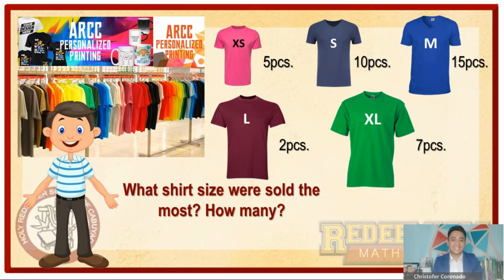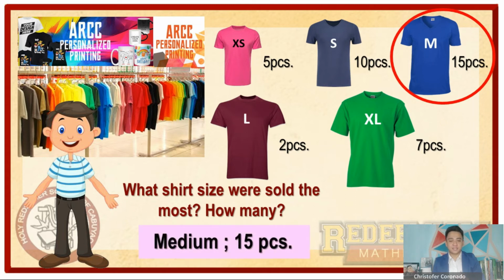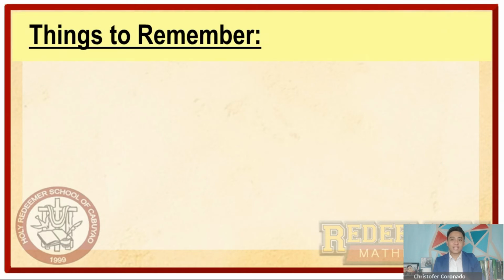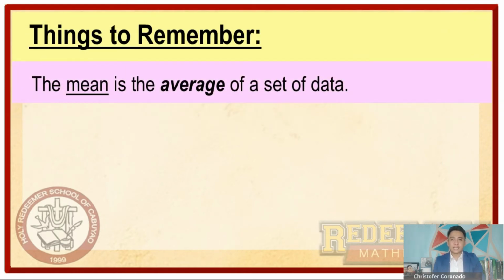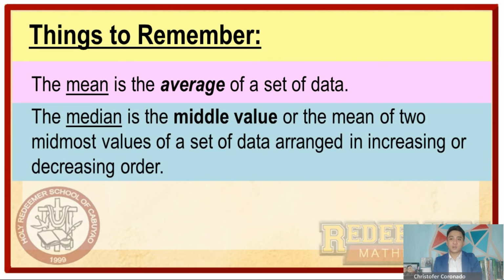Correct! It's medium with 15 sales. Now to summarize the measures of central tendency, we have the mean. Mean is the average. You get the sum of all the scores dividing by the total number of cases, then you get the mean.